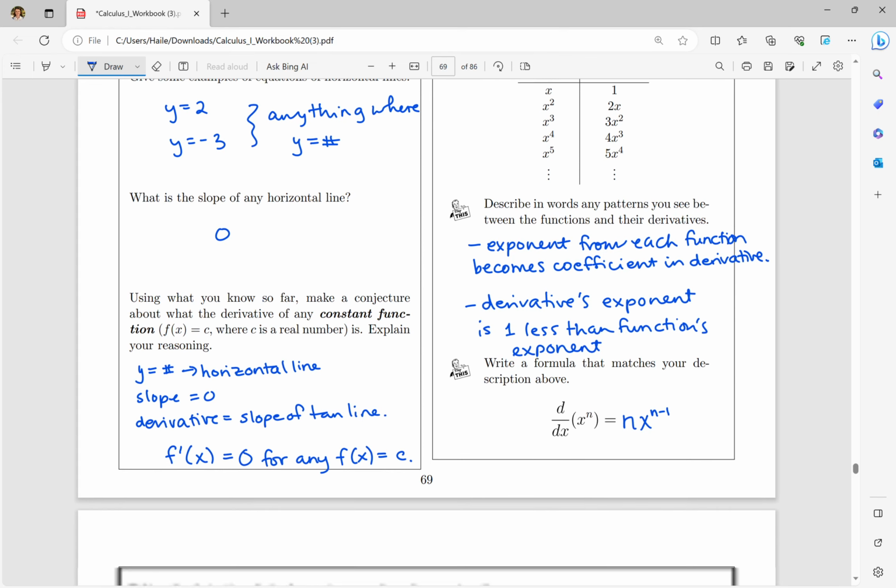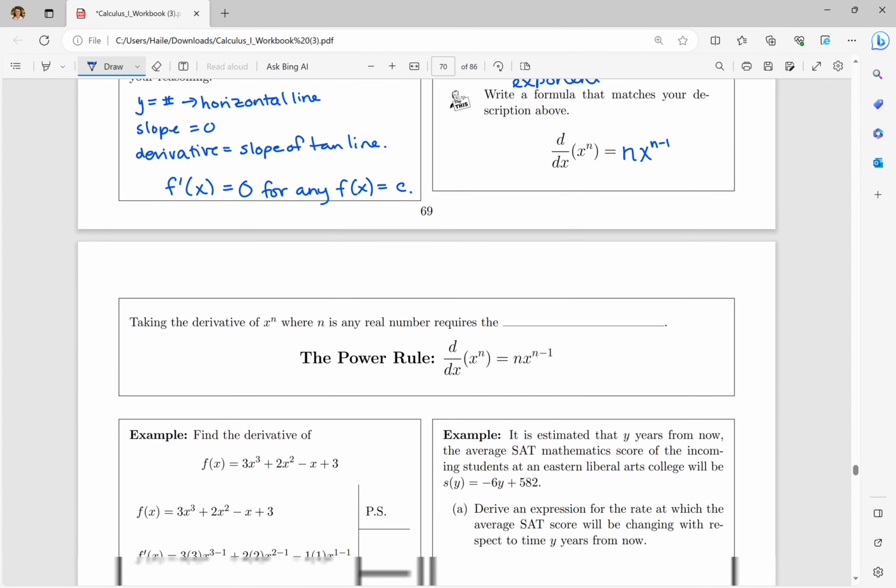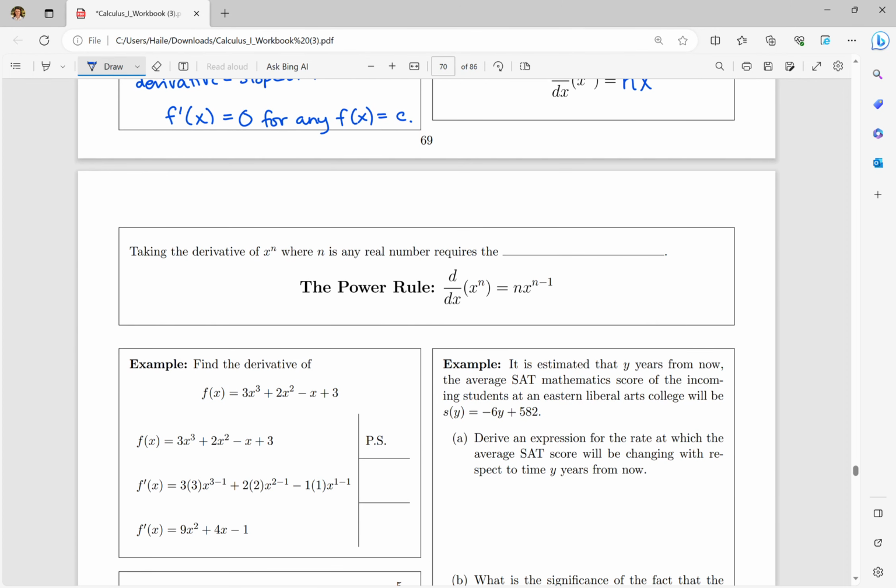Okay, so if we go down to the next page, it turns out that that is called the power rule. Taking the derivative of x to the n, where n is any real number, requires the power rule. And this rule is exactly what we wrote down in the previous box. So we have d dx of x to the n is equal to n times x to the n minus 1. So we can sum that up by saying the exponent comes down and we subtract 1 from the exponent.